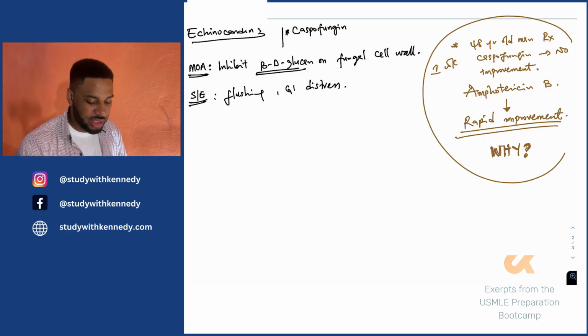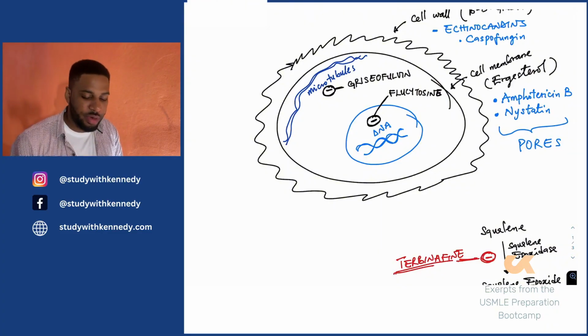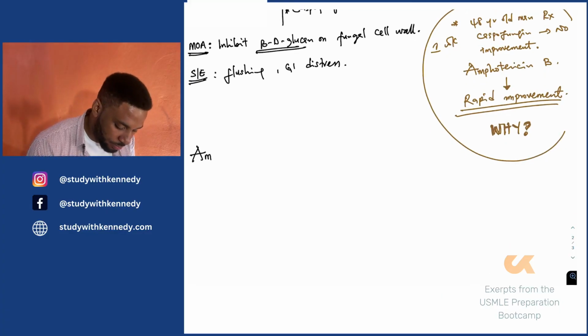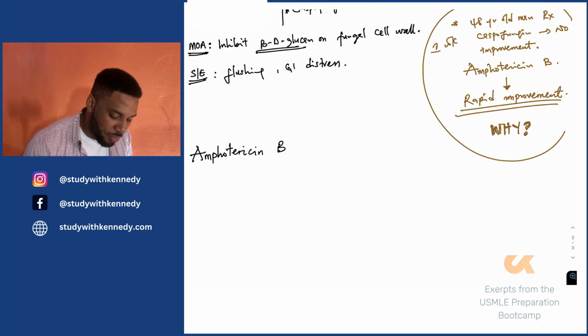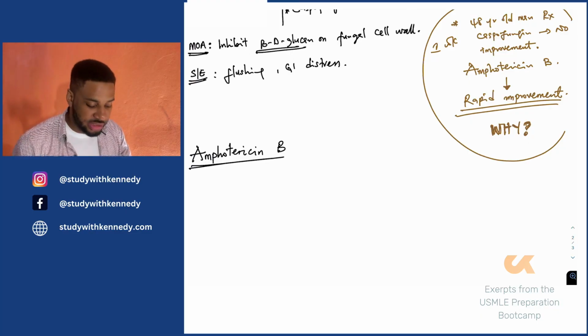That's actually a question I think that has been asked somewhere before. So you want to remember that once again, caspofungin inhibits synthesis of fungal cell wall, inhibits beta D glucan on the fungal cell wall. The other medications we saw were medications that were inhibiting the cell membrane. We went to the cell membrane and we talked about amphotericin B. Amphotericin B is the most potent antifungal agent that we have.